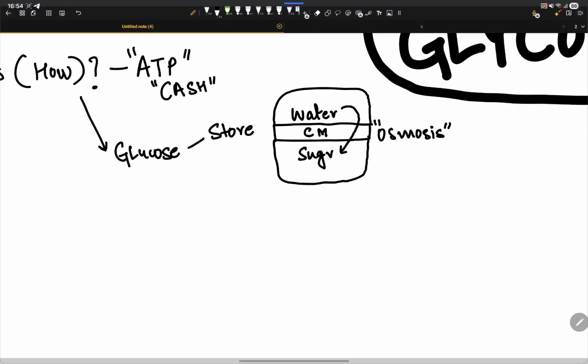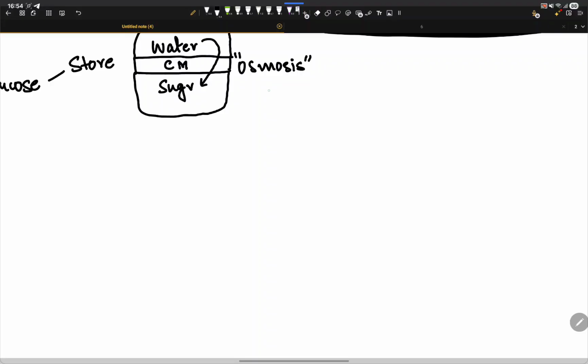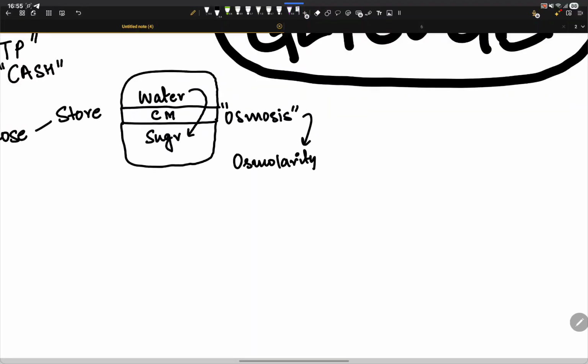Now, from osmosis, I want to derive something called osmolarity. Now I come to osmolarity. What is osmolarity? Osmolarity is the answer when you ask what exact factor will determine where water moves.